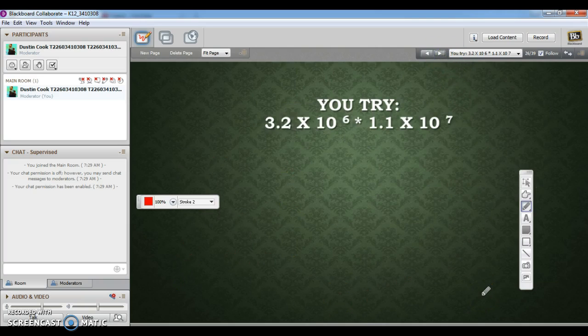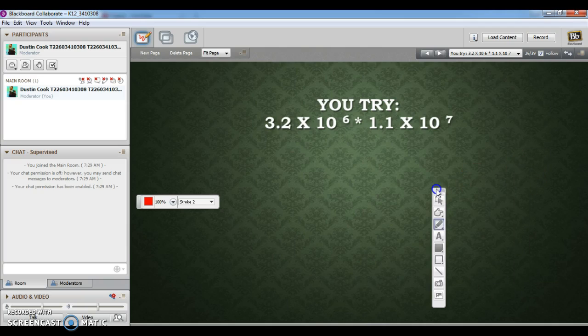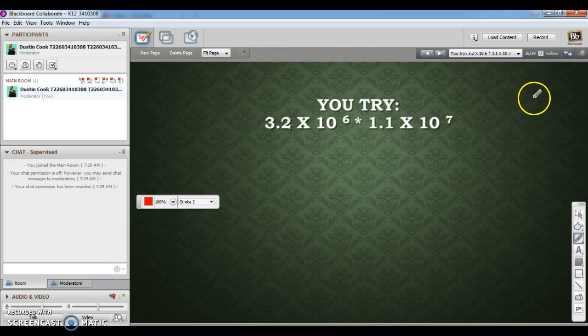So I want you to try this. I actually want you to pause the video. I had a little symbol over here to say pause, but I accidentally deleted it. So let me draw the little pause button. There we go. Okay, so go ahead and pause the video now and work this out.